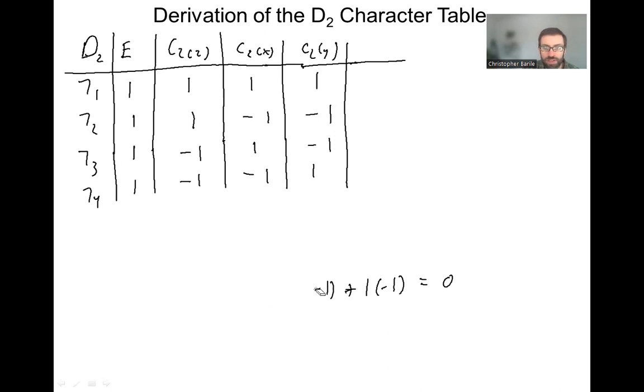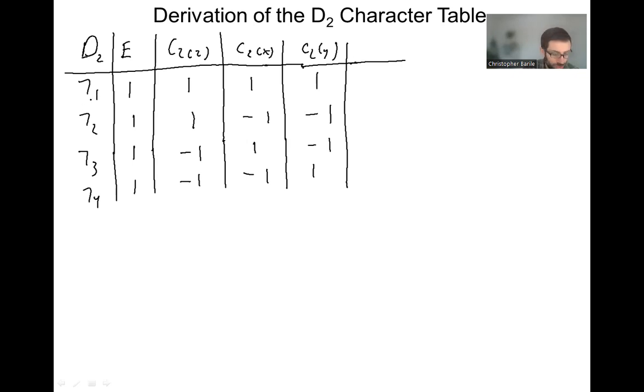orthogonal as well. So we could think about, for example, gamma 3 dotted with gamma 4. In that case, we have 1 times 1 plus negative 1 times negative 1. That gets us up to 2. But then these 2 are 1 times negative 1 and negative 1 times 1. Those are negative 2. So all the different combinations are going to work. So at this point, we actually finish without doing anything too fancy here.